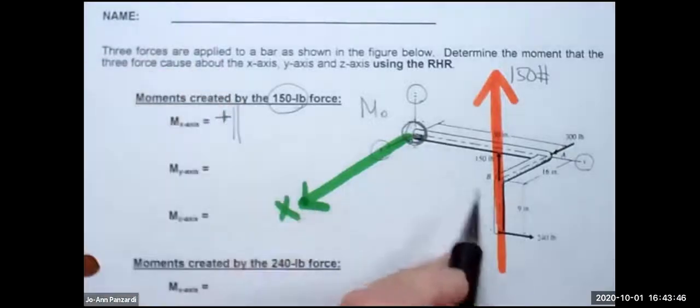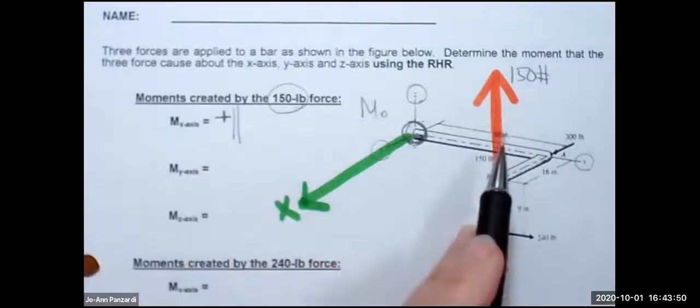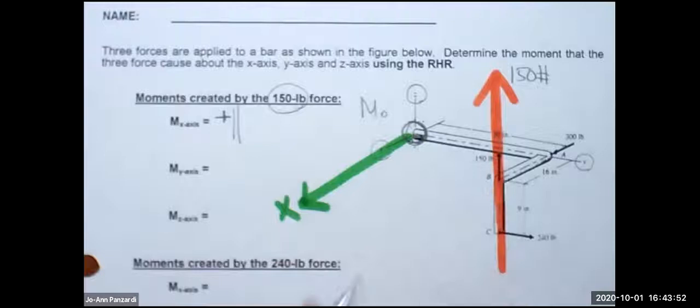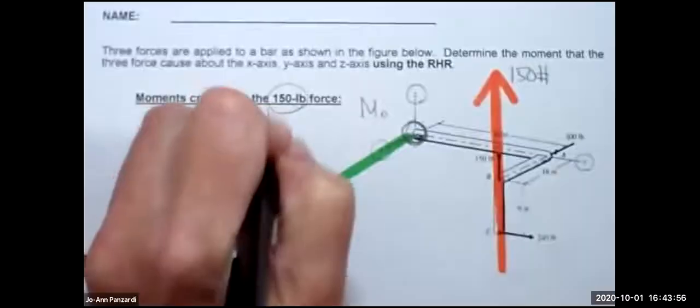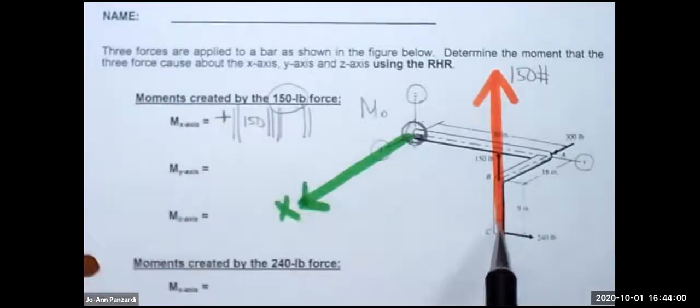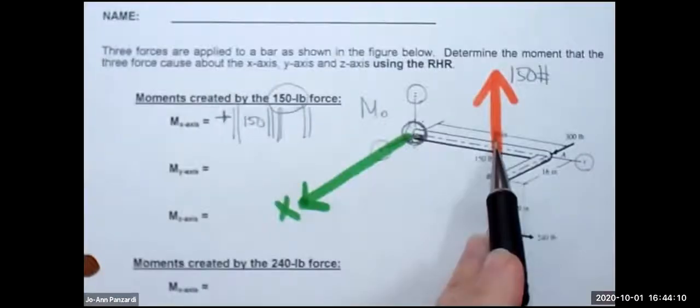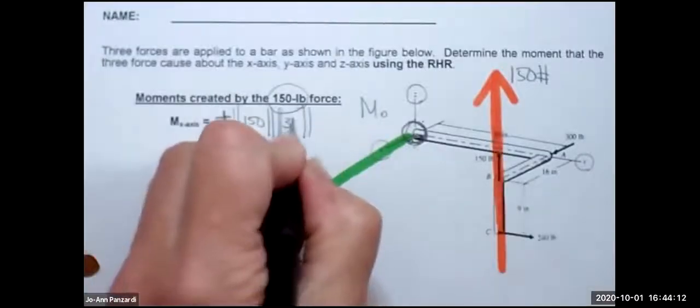And what's the absolute value of the force? 150. And what's the absolute value of the perpendicular distance from the force to the line? I can't read it under the orange, but whatever that is. Okay, so it's 30. 30, gotcha. Okay, so let's talk about that.